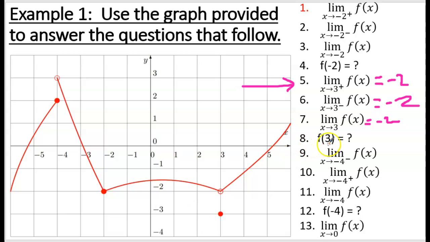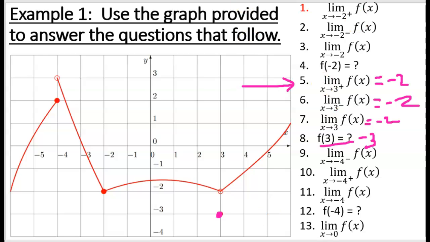So here it is. The next question asks us, well, what is the y value when x equals negative 3? Well, when x equals negative 3, we're not at this open dot anymore. We're actually down here. This is where the dot actually exists. That's where the function is defined. And so f of 3 is not negative 2 this time. F of 3 is negative 3. So we have a little bit of a difference there. Okay?